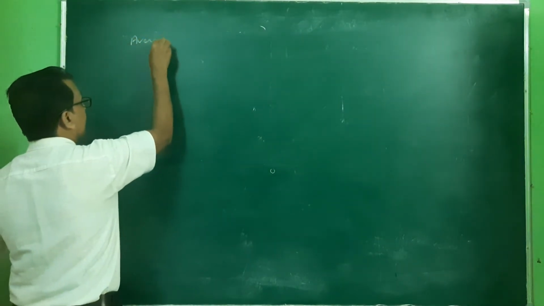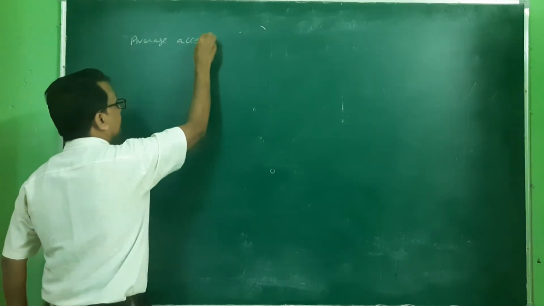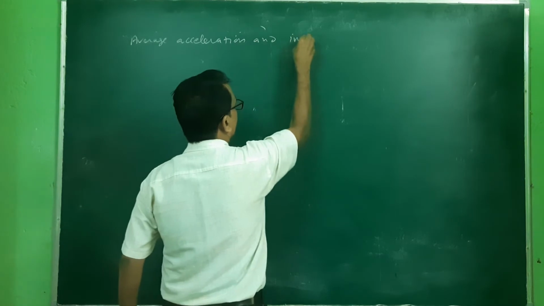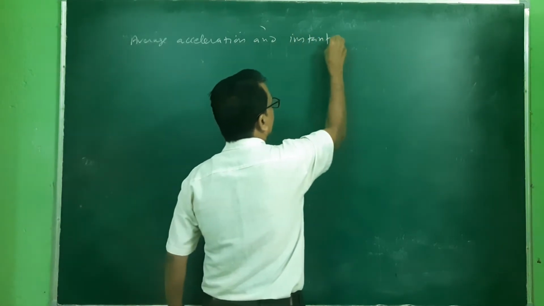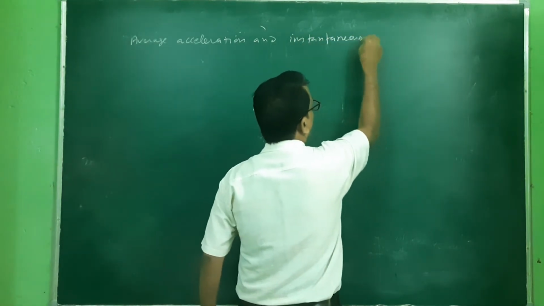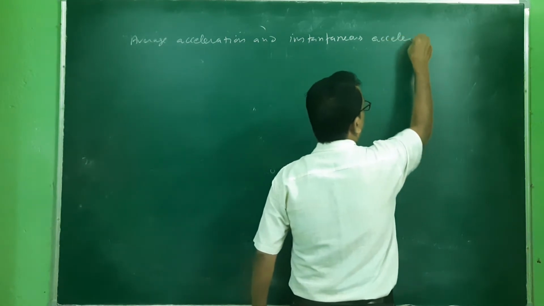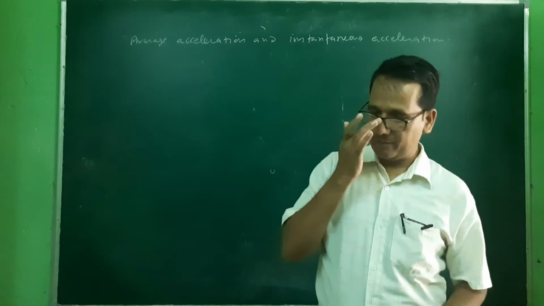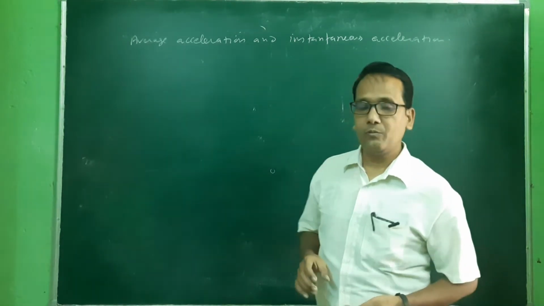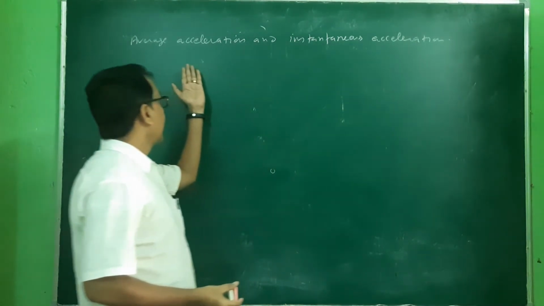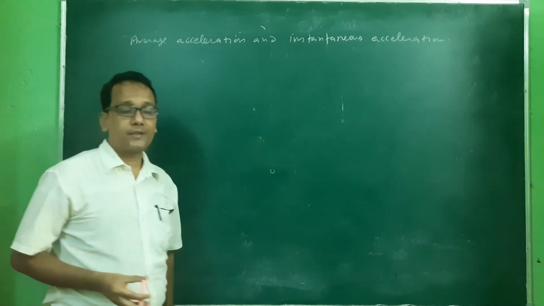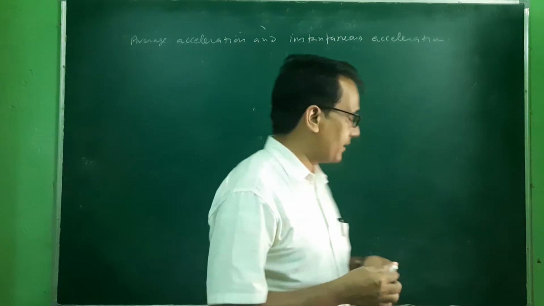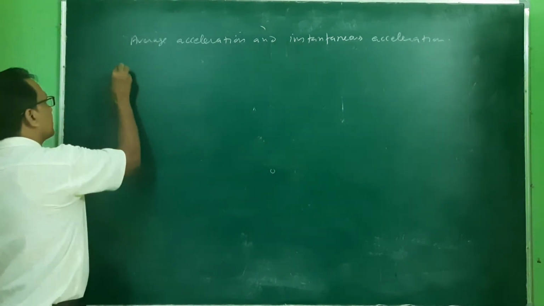Average acceleration and instantaneous acceleration. The next terms are very important in one-dimensional motion: the average acceleration and the instantaneous acceleration. So in place of the position and time plot, let's have the same kind of plots.